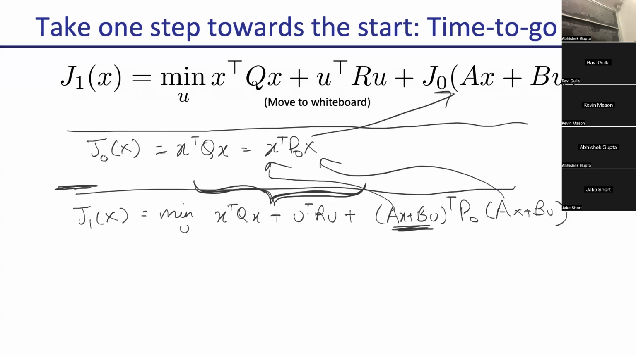Yes, no, maybe? Okay, so we started with one step to go. We said one step to go is the quadratic cost of the current time step, plus the quadratic control cost of the current time step, plus the cost in the future. This is what we call cost to go. And so cost to go is going to be (AX plus BU) transpose P naught (AX plus BU). Okay. Now we want to solve this problem, right? You have this minimization over this thingy. How do we solve it?